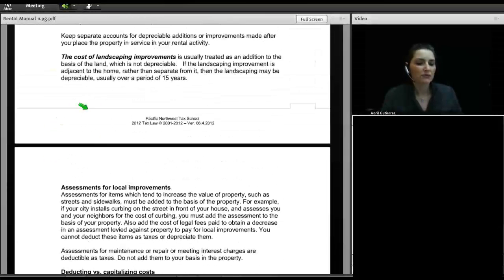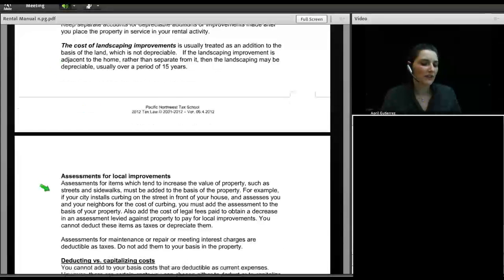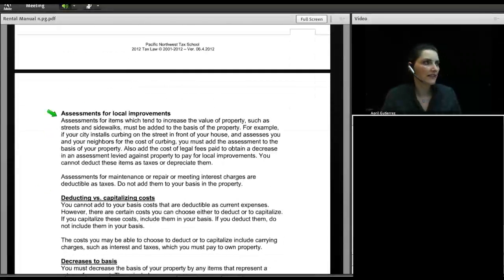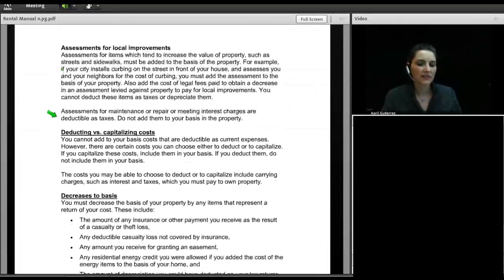Now, this particular rule about adjacent to the home, I did finally find that in Publication 527. It is in there. So it's not something I'm just taking verbatim from the mouth of the auditor. It's in writing.